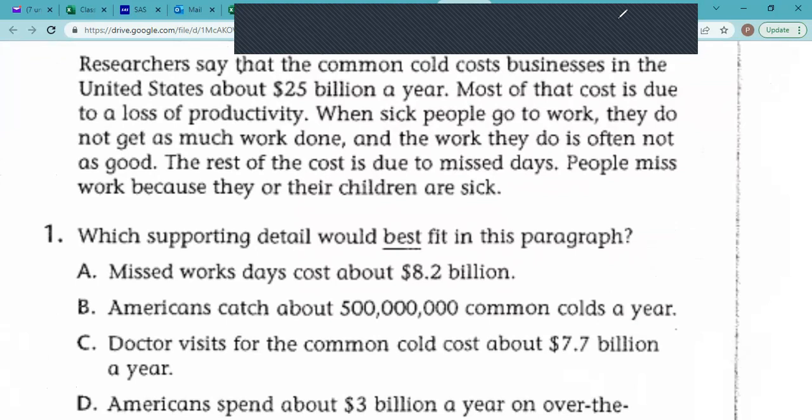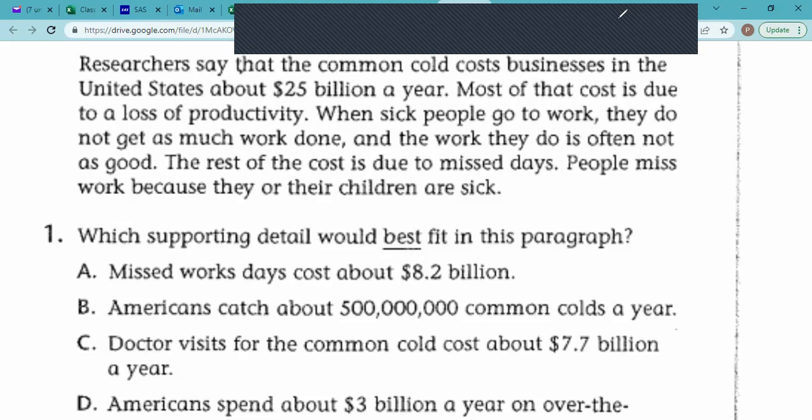Researchers say that the common cold cost businesses in the United States about $25 billion a year. Most of that cost is due to a loss of productivity. When sick people go to work, they do not get as much work done. And the work they do is often not as good. The rest of the cost is due to missed days. People miss work because they or their children are sick.